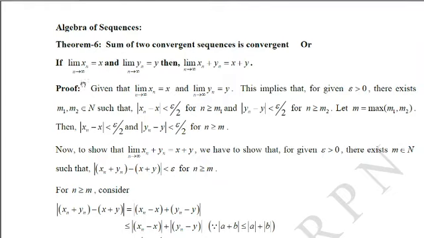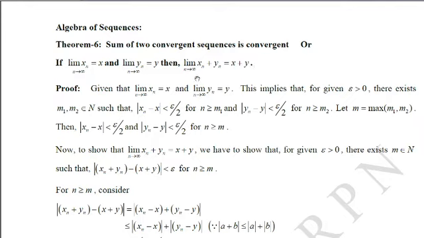Or, in other words, if the limit of xn as n tends to infinity is equal to x and the limit as n tends to infinity of yn is equal to y, then we have to show that the sum of these two sequences converges to x plus y. That is, the limit as n tends to infinity of xn plus yn is equal to x plus y.